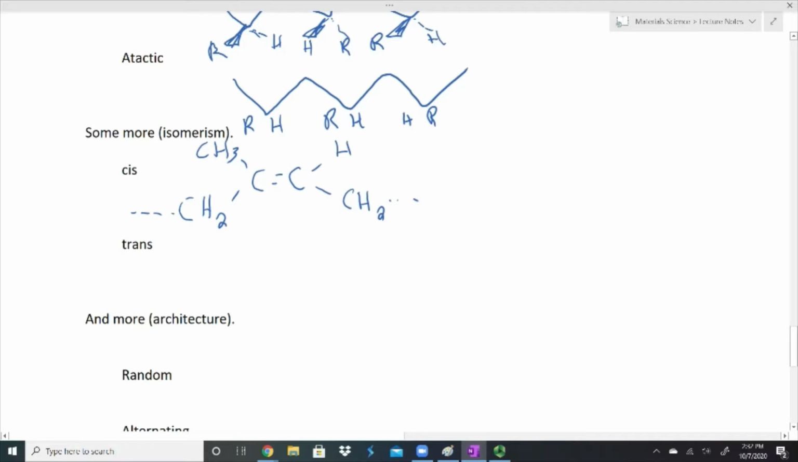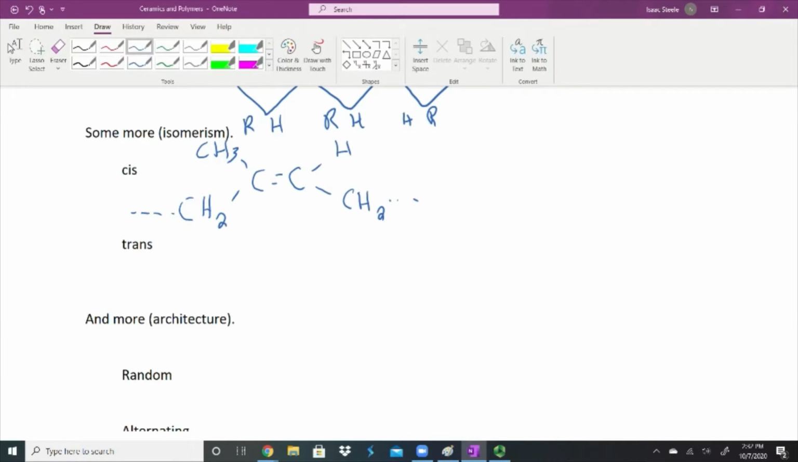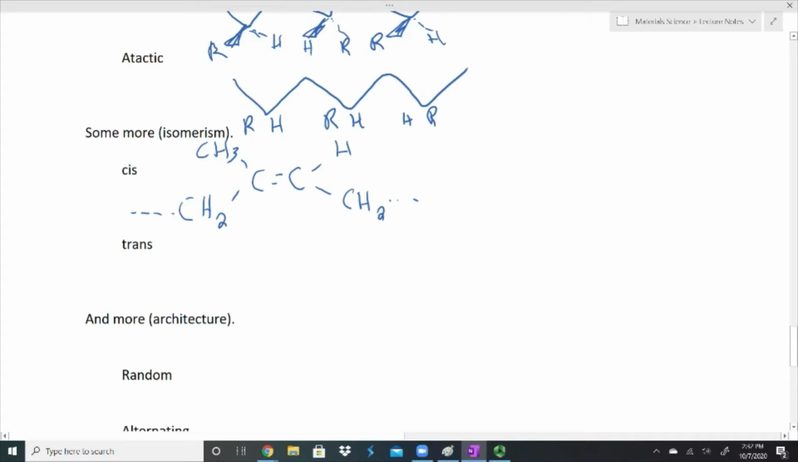It might take you a while. You might have to look at this on your own. Again, I'm not getting into all these little things, but I do want to show you these things. I'm going to draw my trans over here, and that is cis. They're on the same side, so these are both on the same side.